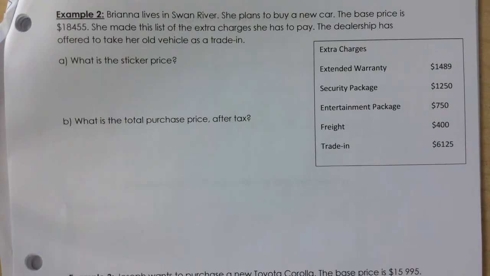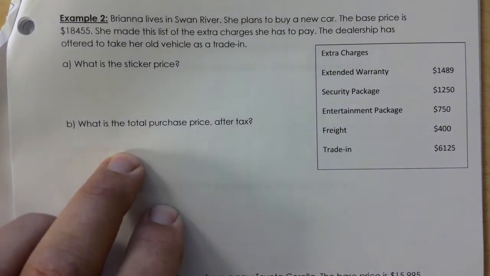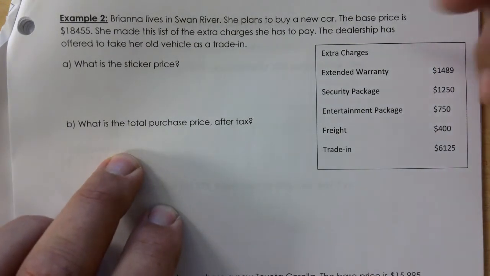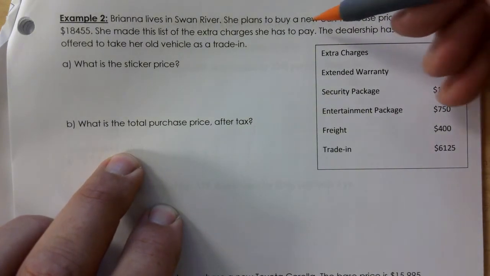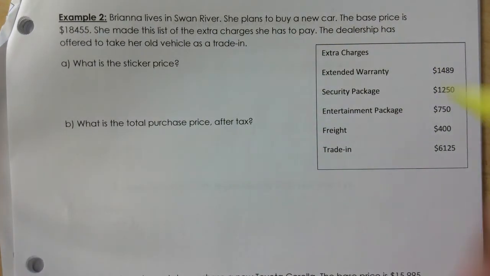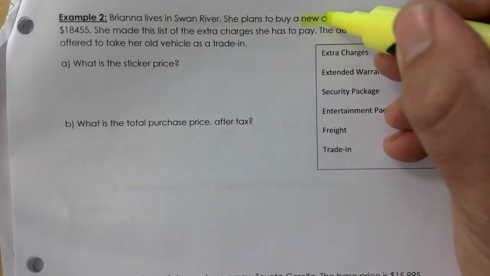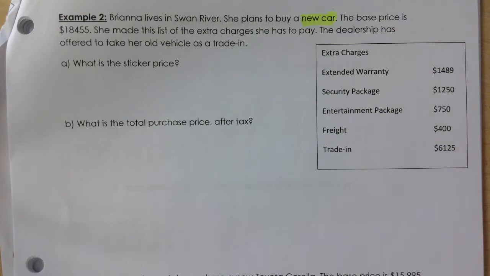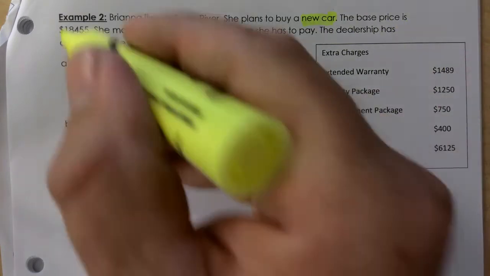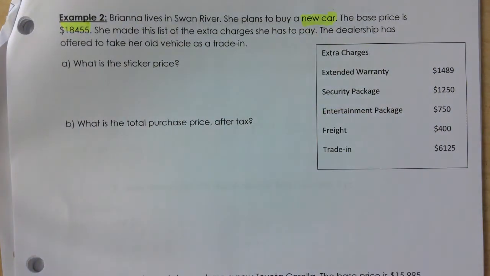Okay. So Brianna lives in Swan River. She plans to buy a new car. That's the key word there. I'm just going to start highlighting, right? Because later on it's not always going to be a new car. The base price is $18,455.